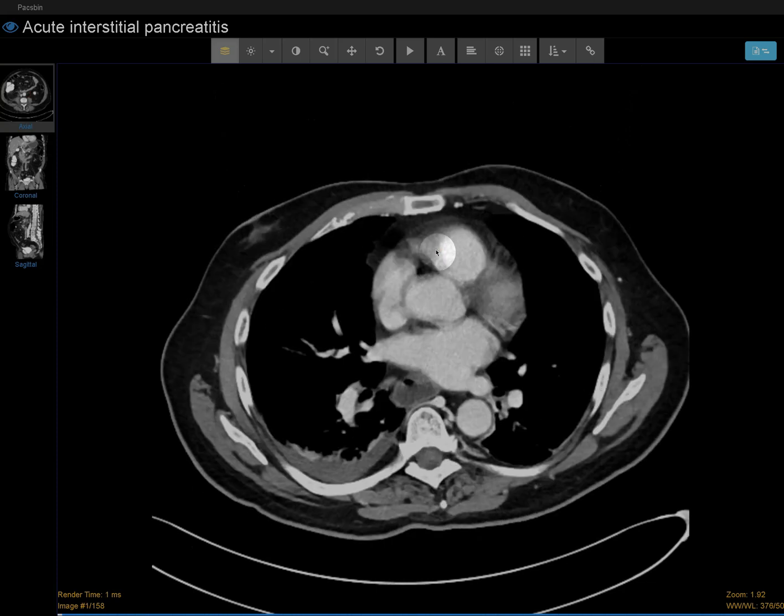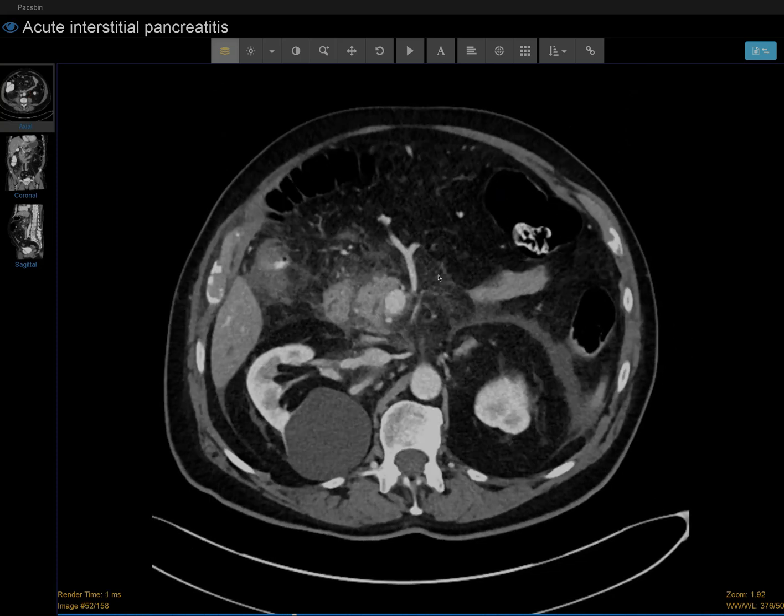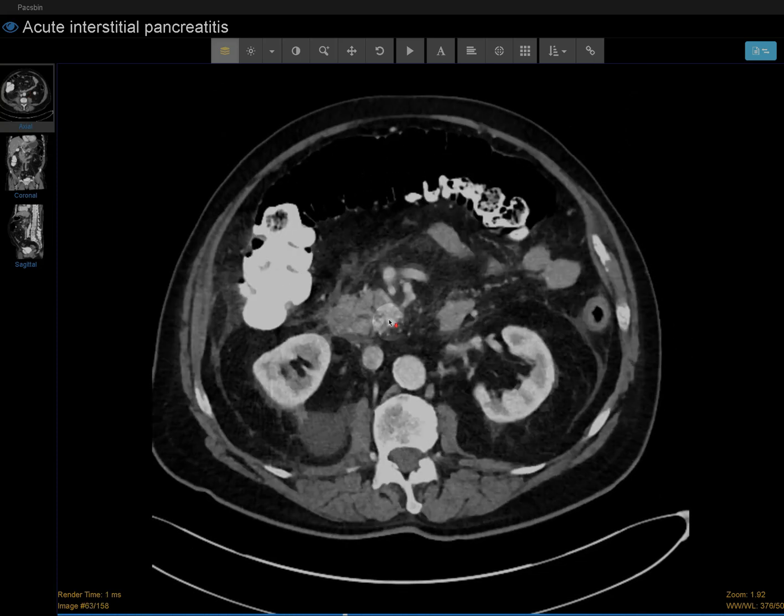And yeah, I'll follow through my search pattern at this point, but this is a case of acute interstitial pancreatitis, no necrosis. Thank you.